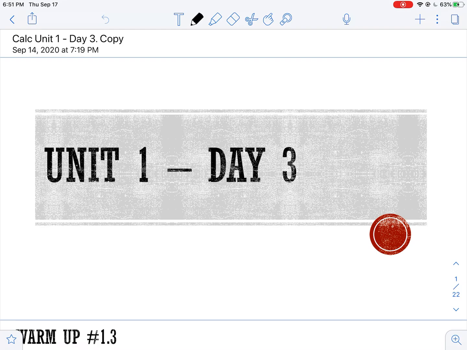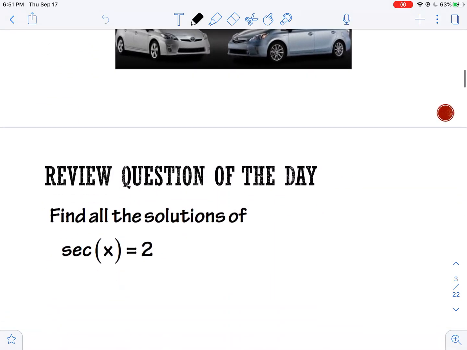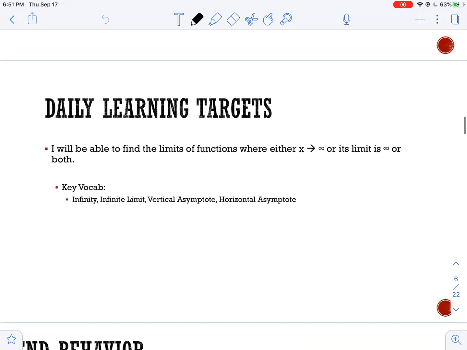These will be your notes for Unit 1, Day 3 of Calculus 1. If you would like to see the warm-up, review question, or any homework questions we covered in class today, just take a look at the finished notes in our module.